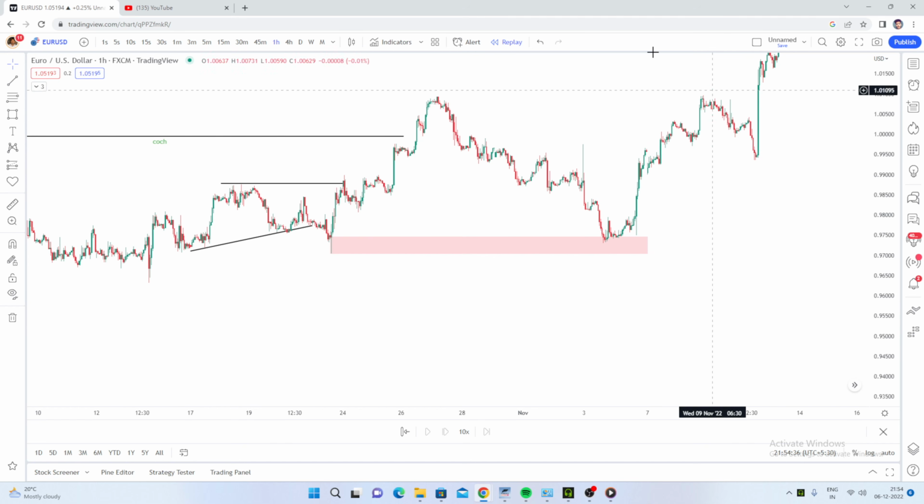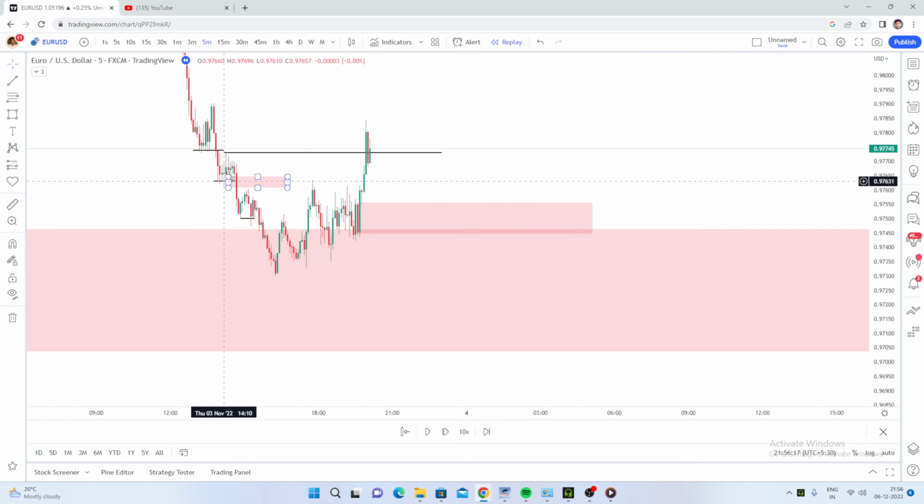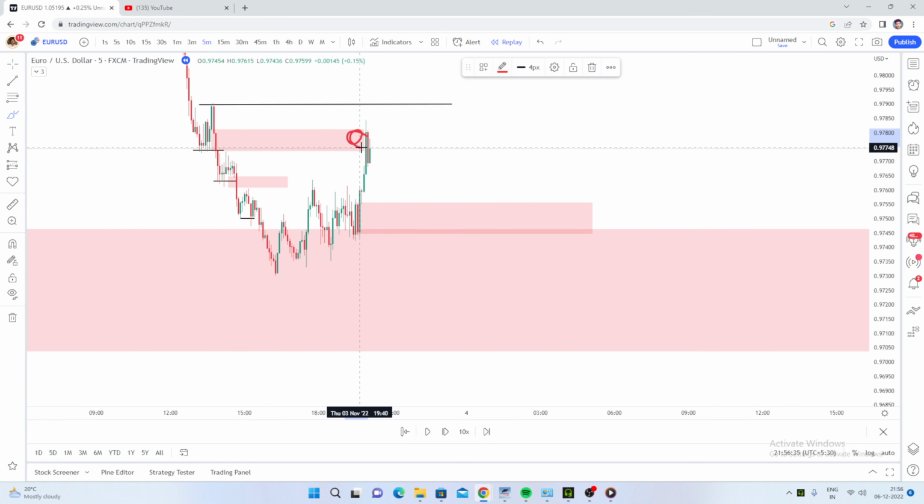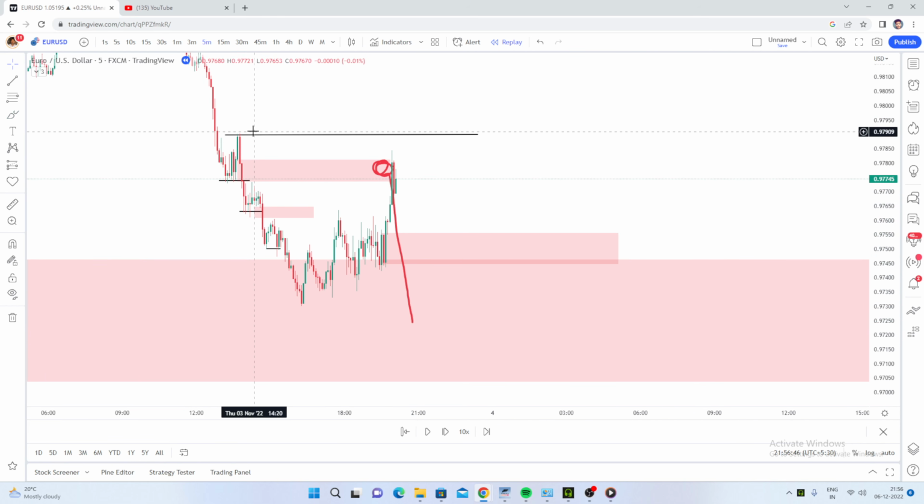Now we will go on lower time frame. So now this is the structure we are looking for. This is the last structure where we look for change of character, because there are lots of imbalance over here. Price can just fulfill this order block and also go to the downside. So we need to make sure we are looking for the right change of character while marking the point of interest. So this is our last structure. We are waiting for the structure to break.